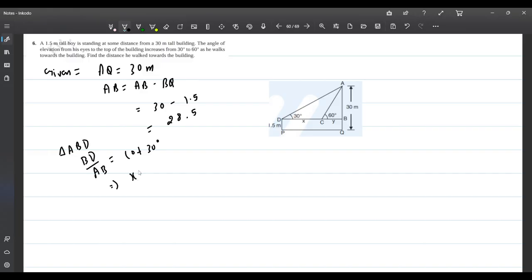and this is equal to 28.5 is equal to root 3. So x plus y is equal to 28.5 into root 3, which is equal to 49.36 meter.